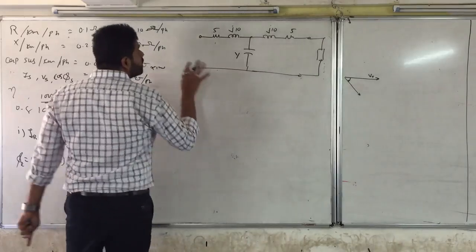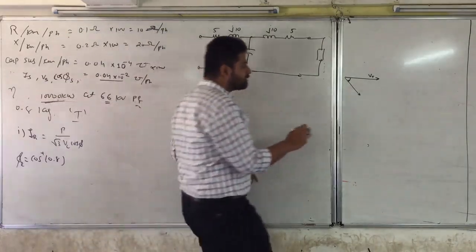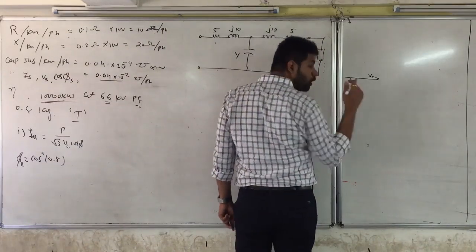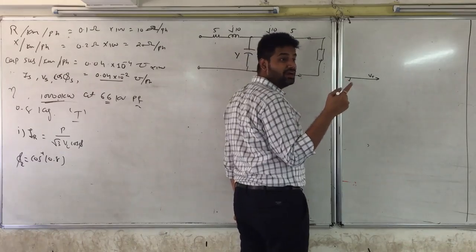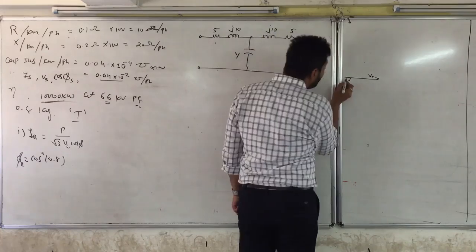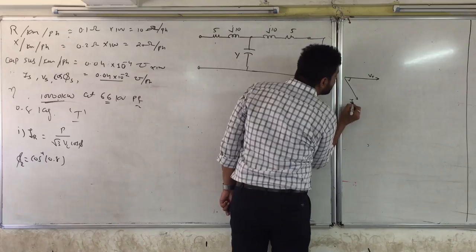Done? Okay. So after this, my first task is done. Now I draw a little lower. I know that I have to add the capacitor current into it, right? So I have got the value of IR.